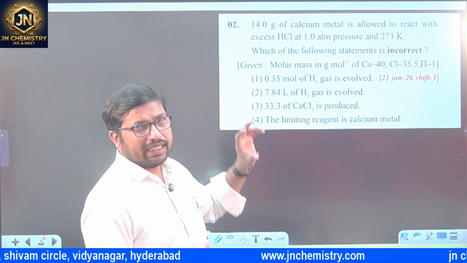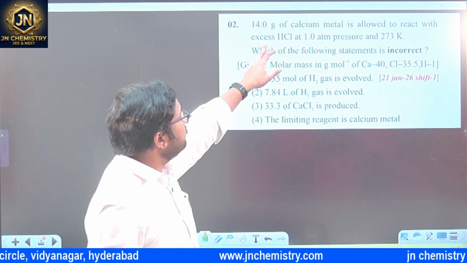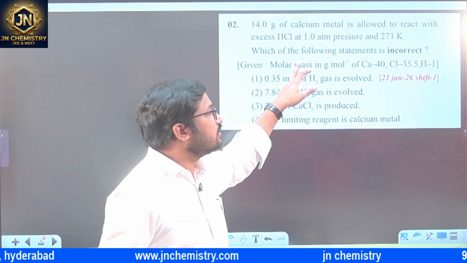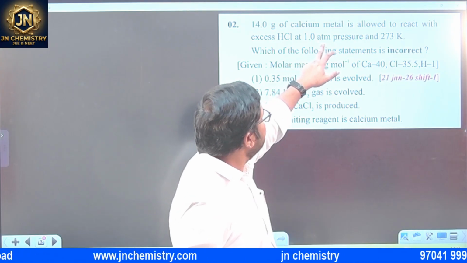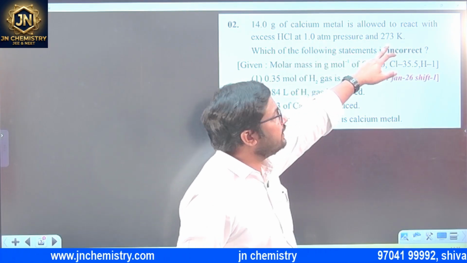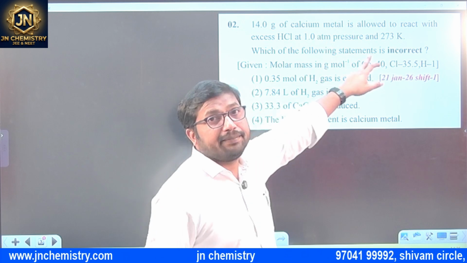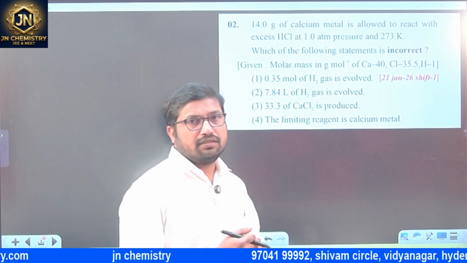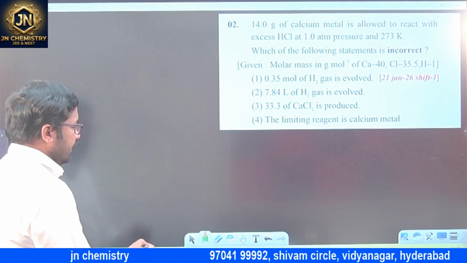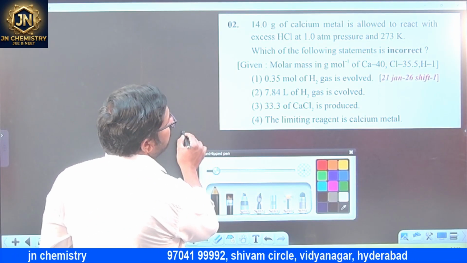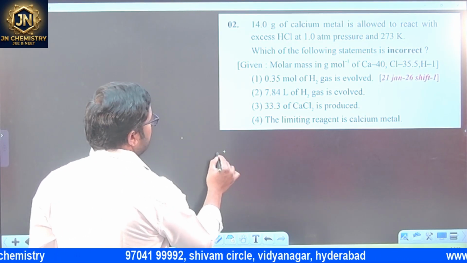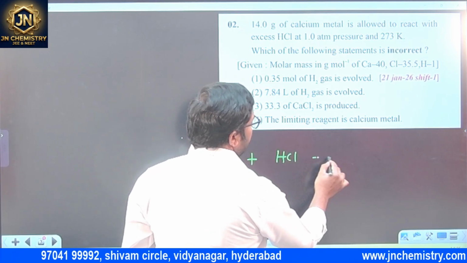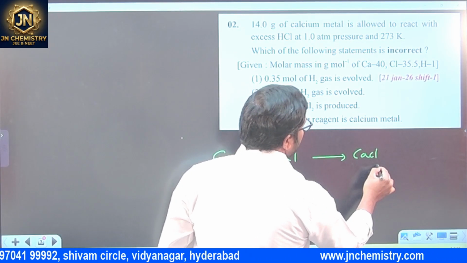Here is also the same model of question. 14 grams of calcium metal is allowed to react with excess of HCl, like the previous question. At 1 atm pressure and 273 Kelvin, so at STP conditions, which of the following statements is incorrect? First we will see calcium. When calcium is treated with excess of HCl, you get CaCl2, calcium chloride, plus hydrogen.